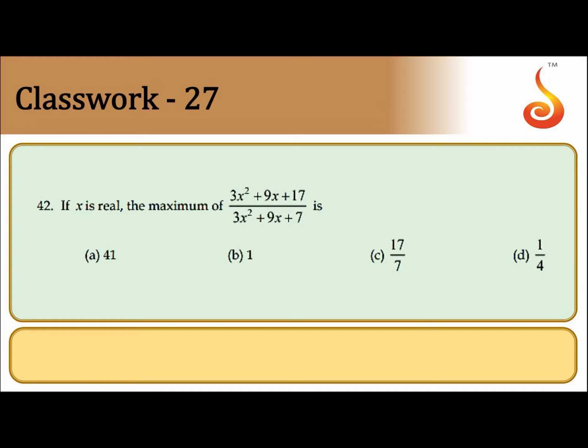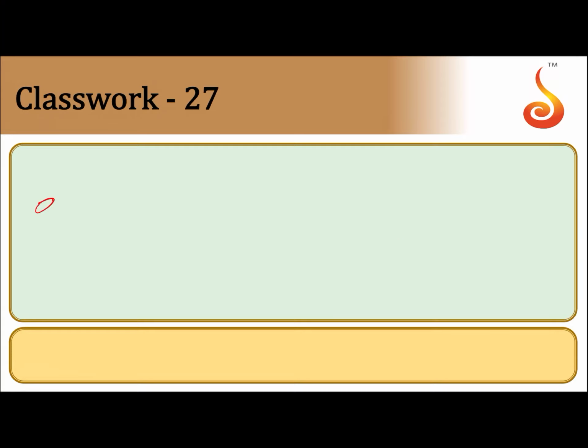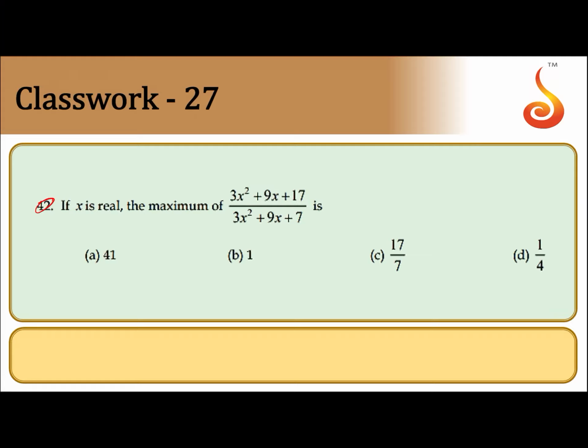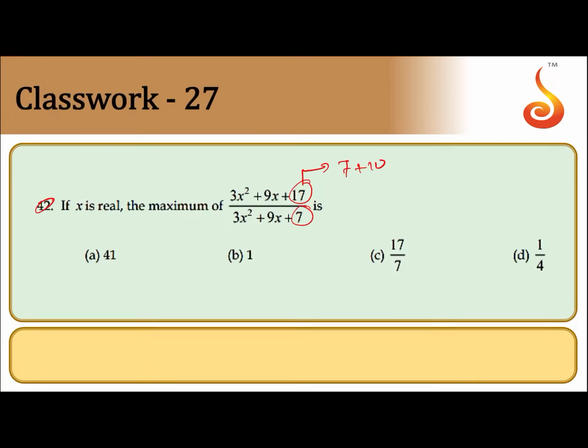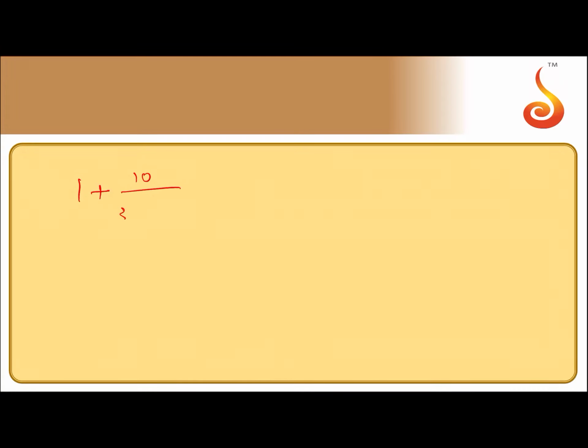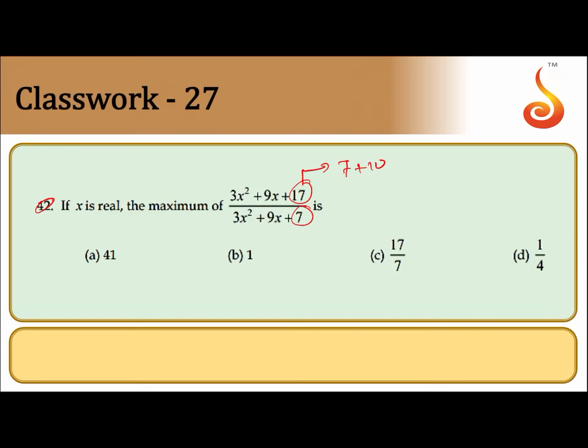Coming to the next one, find the max if x is real. So if x is real, the maximum value of the function (3x square plus 9x plus 17) by (3x square plus 9x plus 7). Observe very carefully, the function differs only at this point. So why don't you write this as 7 plus 10 and then split into two parts, so that this can be written as 1 plus 10 divided by 3x square plus 9x plus 7.